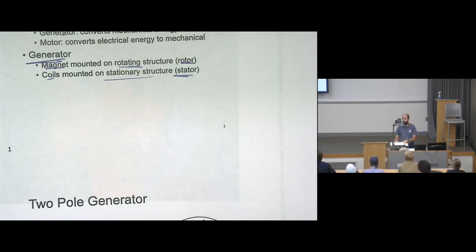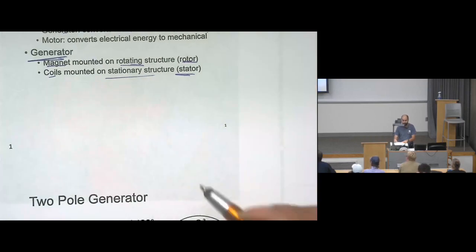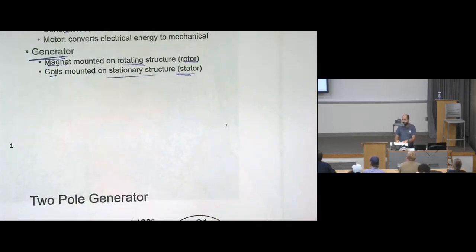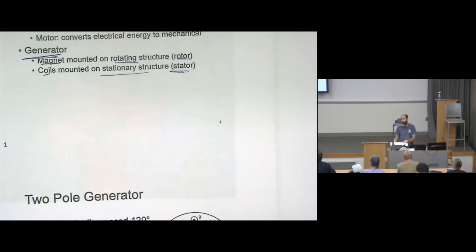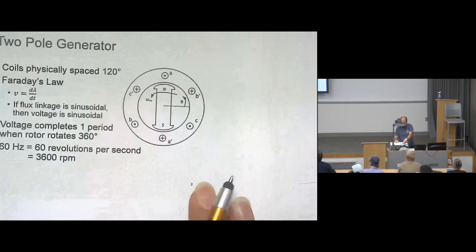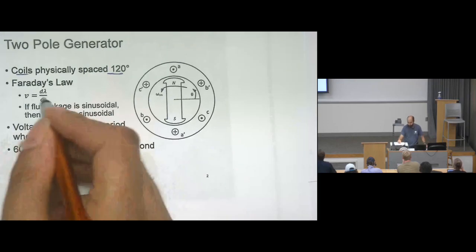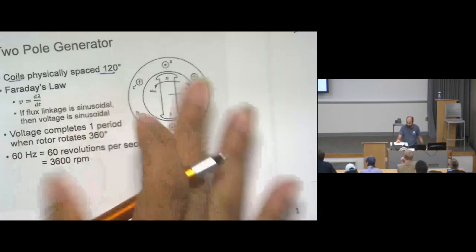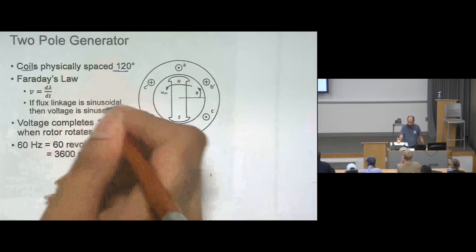And that's it. I'm trying to simplify again, as simple as possible. It can be more complicated than that, but this is the simplest way. We will not go into very complicated detail because we are in fundamentals of electrical engineering, not an electrical machines course. Because it's 3-phase, the coils are separated by 120 degrees. According to Faraday's law, the time derivative of the flux linkage is sinusoidal. Therefore, the voltage being produced is sinusoidal.